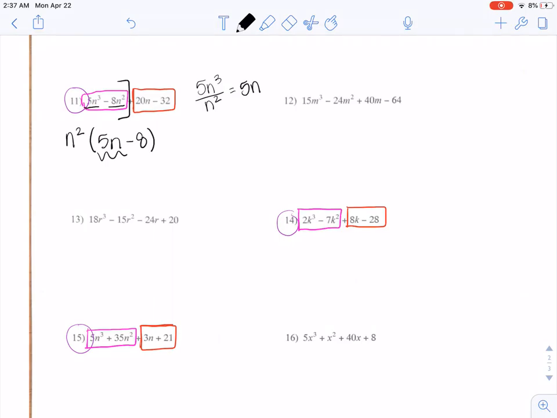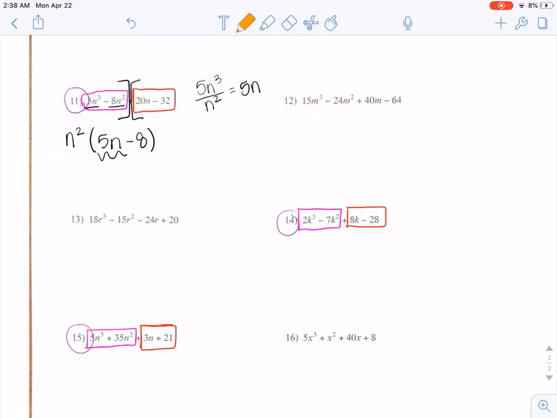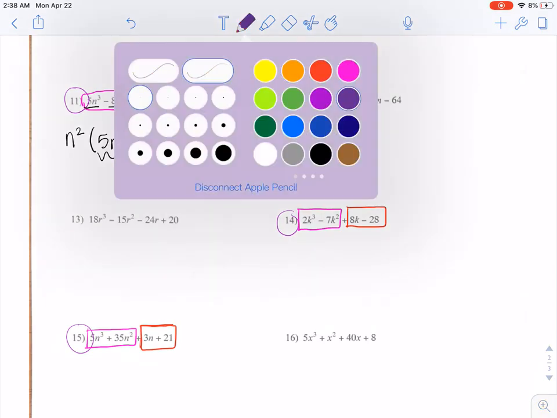Now we're going to look at this group here, and I'm going to switch colors so we see it. Well, I have 20n and I have 32. What is the greatest number I can take out of those? Well, I can't take 20. So I'm going to look for 5. I can't take 5, but I can take a 4. So I have plus 4. And if I divide 20n by 4, I'm left with 5n, and 32 divided by 4 is 8. So 5n minus 8.